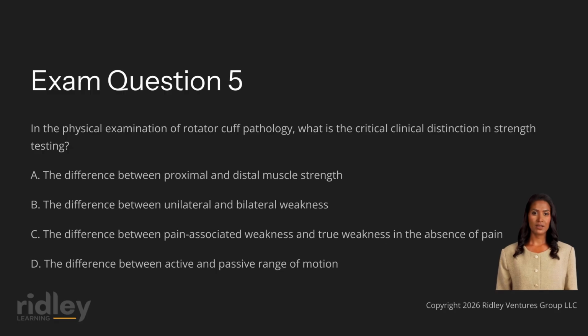Question 5. In the physical examination of rotator cuff pathology, what is the critical clinical distinction in strength testing? The correct answer is C, the difference between pain-associated weakness and true weakness in the absence of pain. Rationale. The critical clinical distinction in strength testing is between pain-associated weakness, which is more common in tendinopathy and partial thickness tears, and true weakness in the absence of pain, which is highly suggestive of a full-thickness tear.